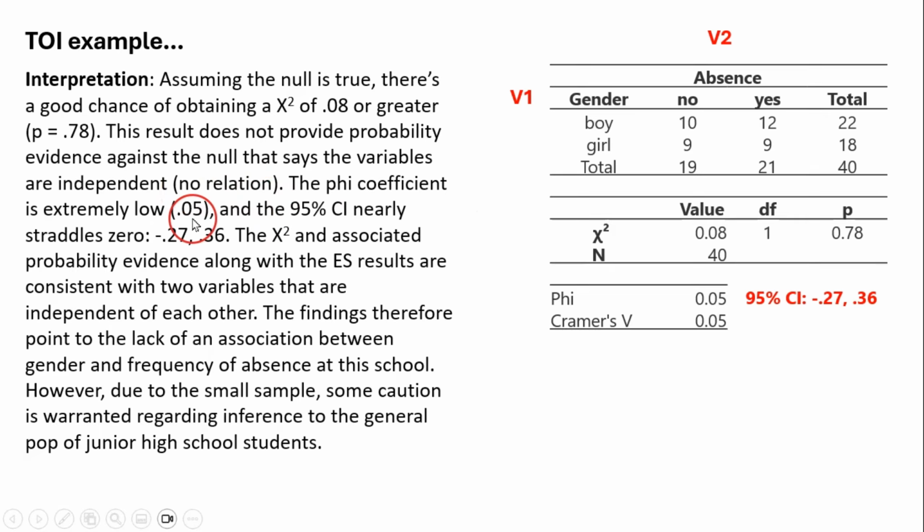The phi coefficient is extremely low. It's 0.05. And the 95% confidence interval nearly straddles 0, minus 0.27 to 0.36. The chi-square and associated probability evidence, along with the effect size results, are consistent with two variables that are independent of each other, meaning there's no relationship between them. The findings, therefore, point to the lack of an association between gender and frequency of absence at this school.